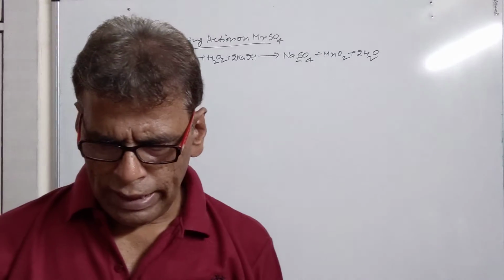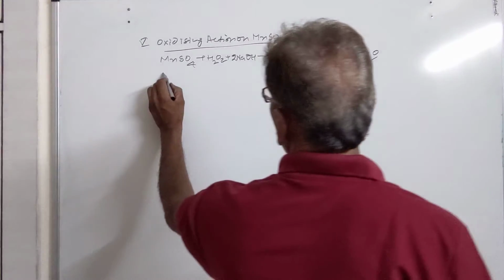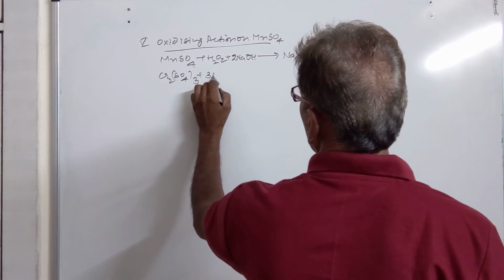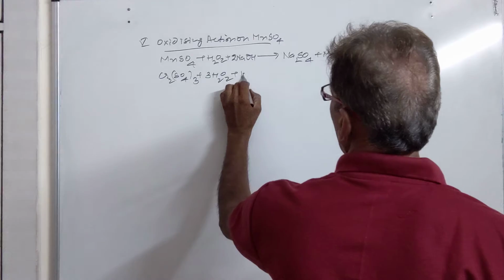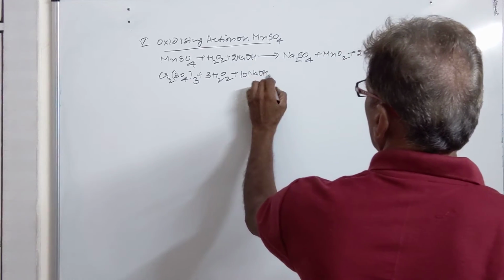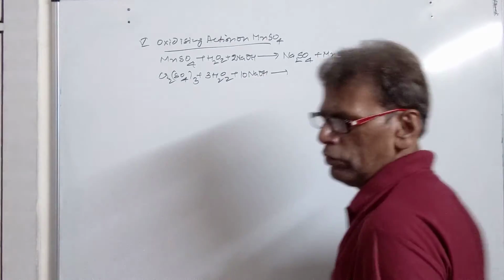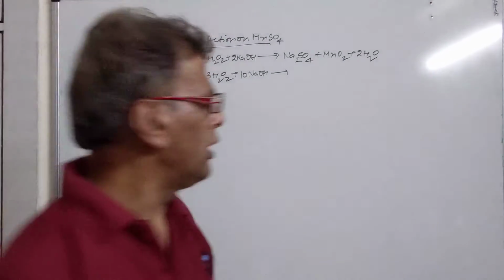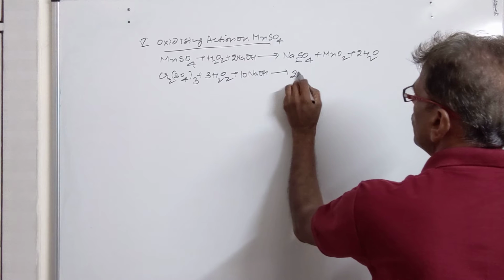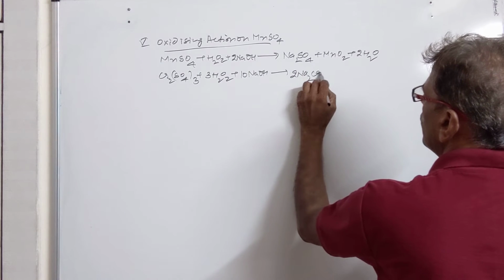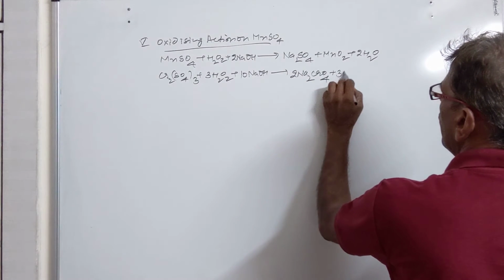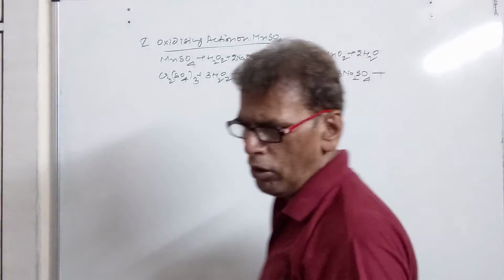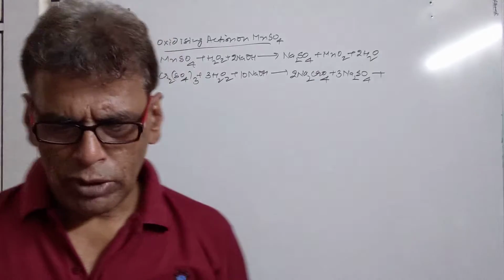We have another reaction where chromium sulfate, Cr2(SO4)3, combines with 3H2O2 plus 10NaOH. It will give you the products sodium chromate 2Na2CrO4, 3Na2SO4, and along with that it will produce 8 water molecules.